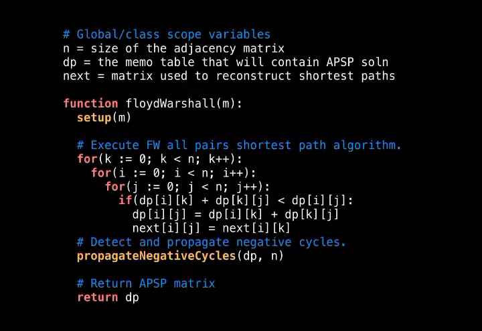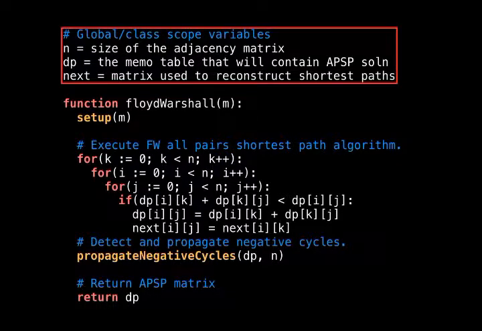Okay, that's all the theory we need for now. Let's get our hands dirty and look at some pseudocode. Below is the function that actually executes the Floyd-Warshall algorithm. But before we get into that, let's look at some of the variables I have defined in the global or class scope, which I will be using throughout these functions.